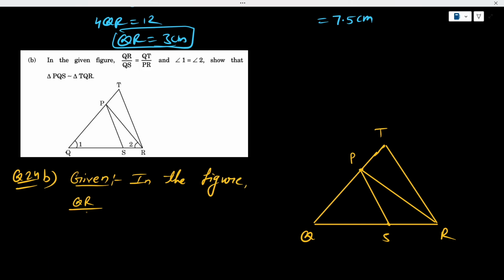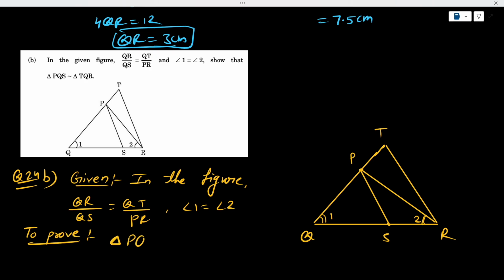You can write down QR by QS is equal to QT by PR, and here angle 1 is equal to angle 2. So what is your angle 1 here? Angle 1 is equal to angle 2, that is given. Now, to prove, to show, what do we need to prove? Triangle PQS is similar to triangle TQR. This is your PQS triangle, and TQR is the big triangle.